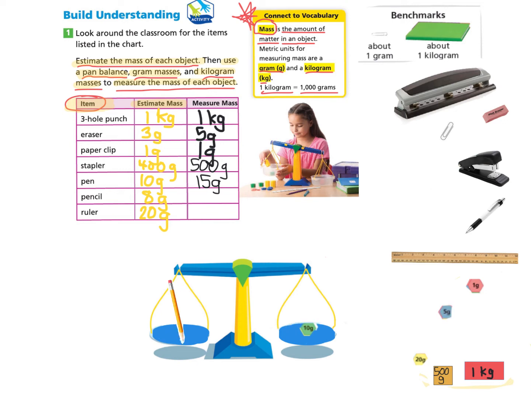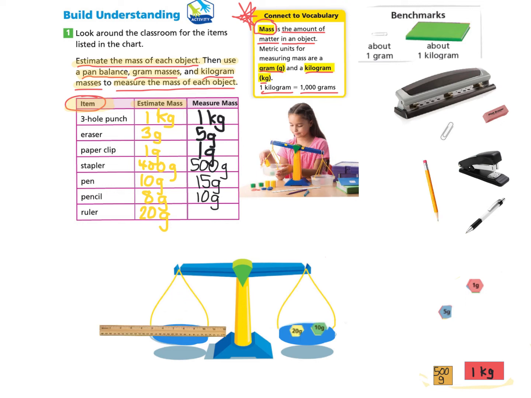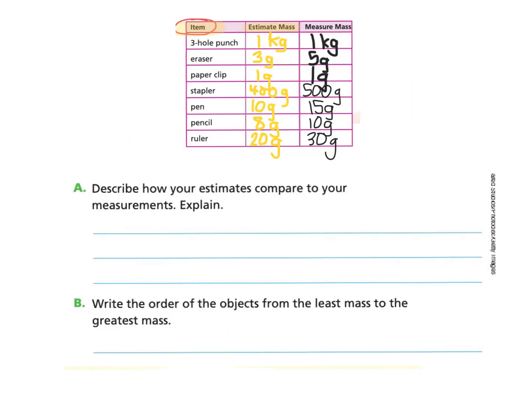Then when I weigh the pencil, I find that the pencil weighs 10 grams. And finally, when I weigh the ruler, I find that the ruler weighs 30 grams. So now I have completed measuring the mass of each object. So now let's take a look at the chart that we completed here.